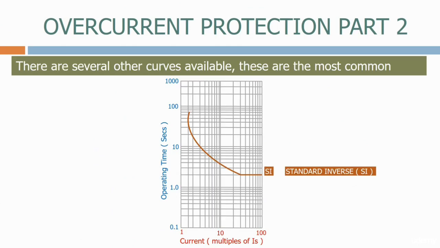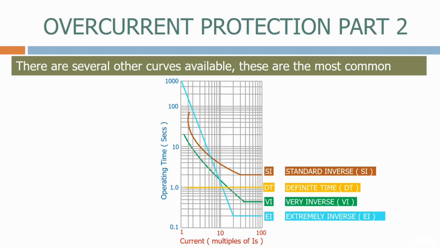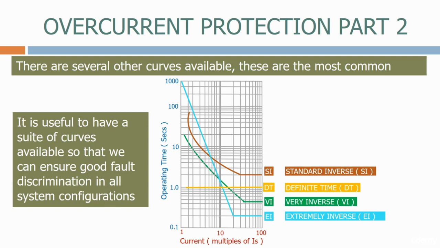There are several other curves available. These are the most common. Firstly, we have the definite time, or DT curve. For this curve, the operating time is constant across the full current range. We then have the very inverse, or VI curve, and the extremely inverse, EI curve. It is useful to have a suite of curves available so that we can ensure good fault discrimination in all system configurations.